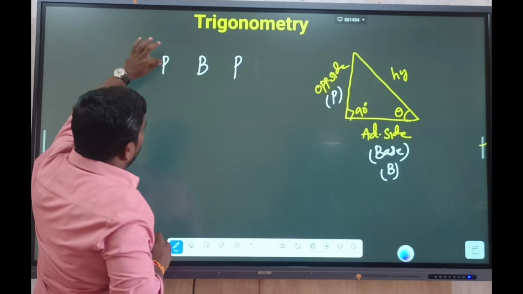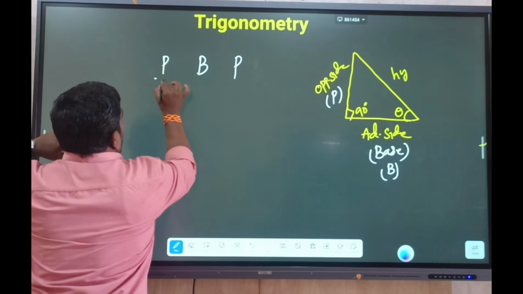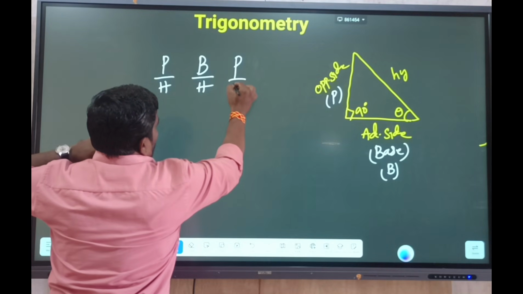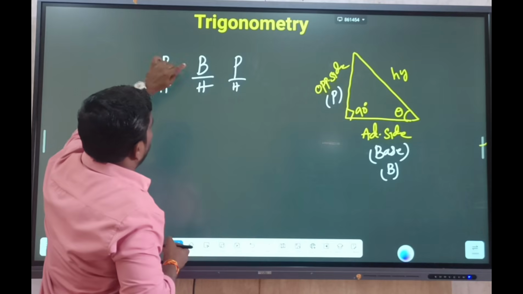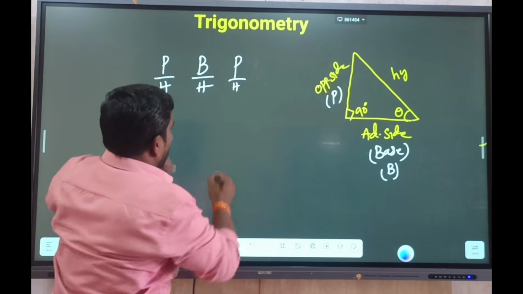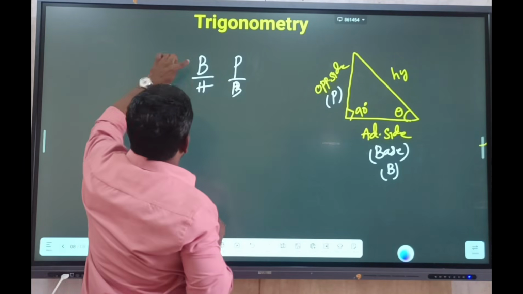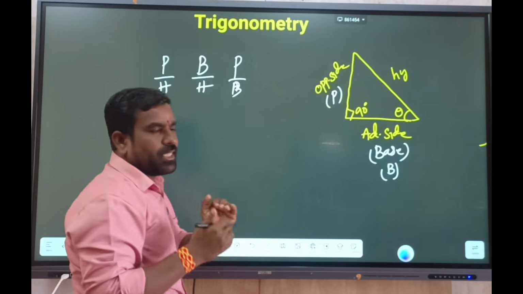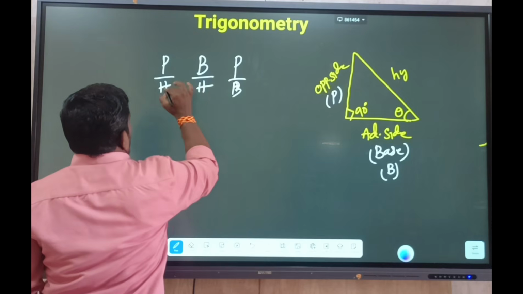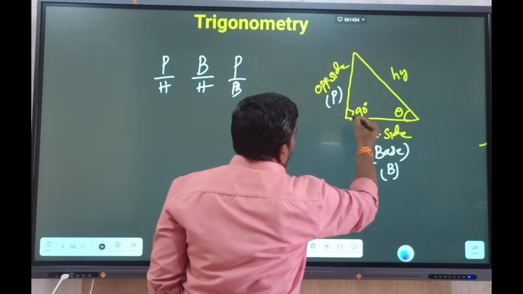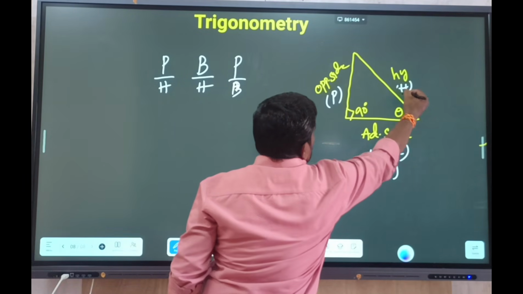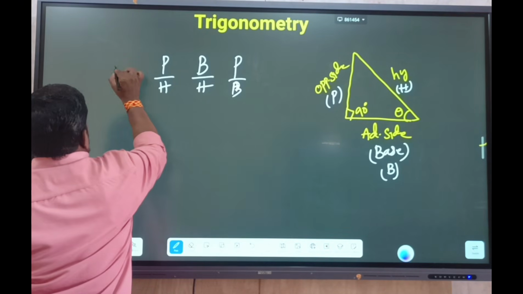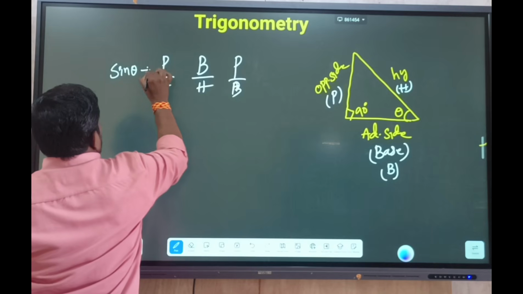PBP is the shortcut: Pappu bole pappu, hi hi. B means bole. It is easy. How? P by H. H means hypotenuse. P by H means opposite by hypotenuse. It is sin theta.